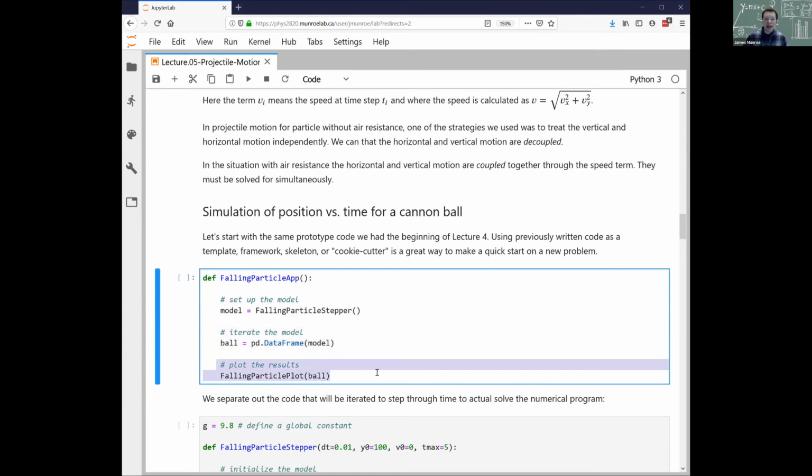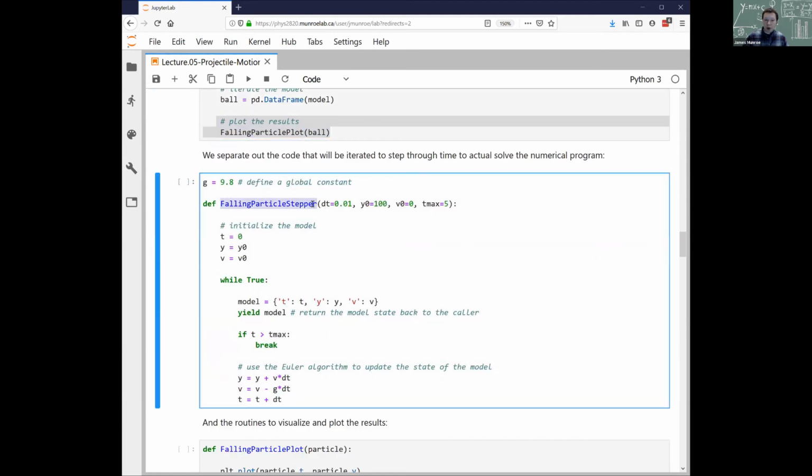The code that steps through it is called a stepper. And the idea of the stepper is every time this function yields, which just means if it's used in a loop, it's going to return back the state of the model, namely the time, position, and the velocity at every point in time. This idea of yield is because you use this function inside of a loop. So this is happening the first time, the second time, the third time, the fourth time. Every time through this loop, y, v, and t are being updated using Euler's method. And the idea of the yield is it's expected to be called inside of a loop.